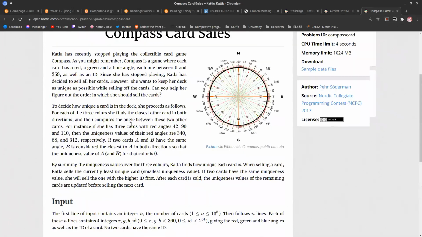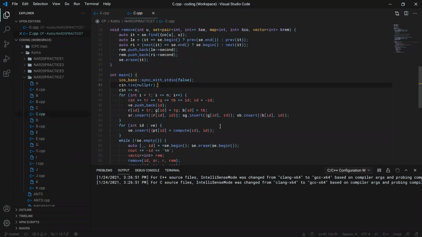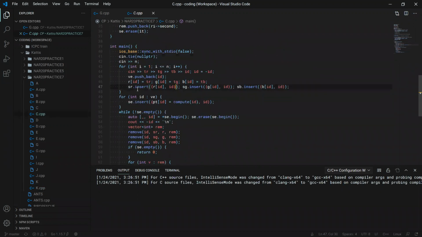The way I did it is to maintain three sets: the set of red angles, the set of green angles, and the set of blue angles. There you go. Not very bad, I think. After a removal, we can see that there are only six possible candidates for updating. That is the closest to the left and the closest to the right of each angle color. So just based on the sets of colors, we can find those six candidates and then update them.